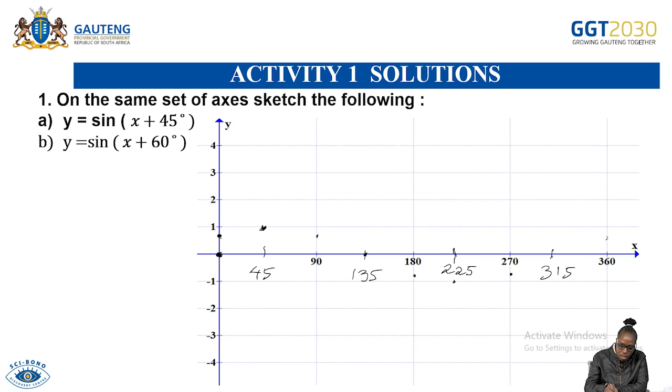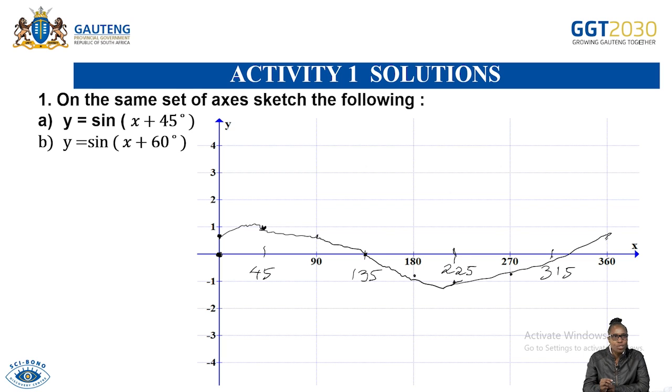So my graph is going like this. It's moving from where it started, going this way, giving me a sine curve. My graph is moving that way. I have a sine graph going that way. So that is my y equal to sine x plus 45.